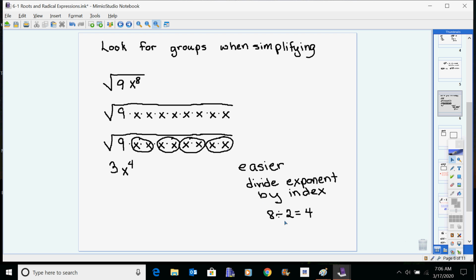That leads us to our little shortcut here, is that if you have an exponent and you have an index, remember the implied index here is 2 for a square root, all you have to do is take the exponent divided by the index, and that will give you the new exponent for that variable. 9, remember, is 3 squared. So 2 divided by 2 would give you a 1, which gives you your 3 right here. So it's a nice little shortcut, and this is why it works.